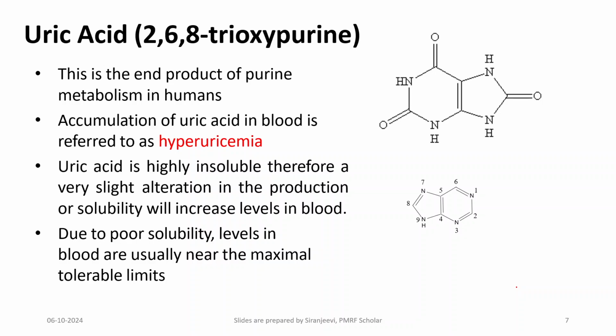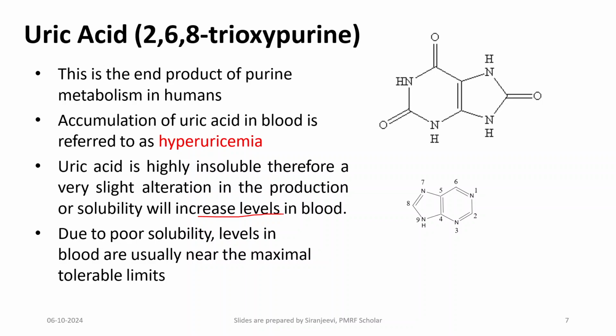So we have seen that uric acid is the final product in the catabolism of purines. Uric acid is 2,6,8-trioxypurine, and it accumulates in the blood, which is referred to as hyperuricemia. The reason why it is really difficult to treat is that uric acid is highly insoluble in the body, so a very slight alteration in its production or solubility will increase the level in the blood.